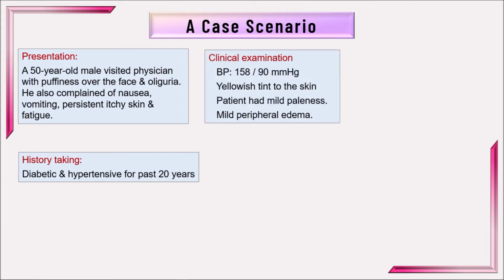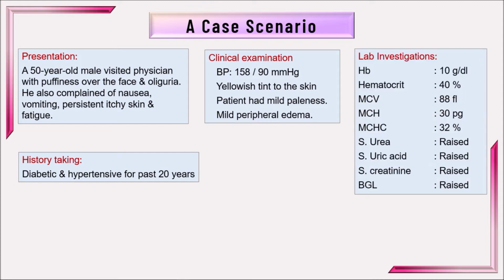On clinical examination, blood pressure was 158 by 90 millimeters of mercury. There was a yellowish tint to the skin, and the patient had mild paleness and peripheral edema. Laboratory investigations revealed hemoglobin was low, hematocrit also was low, blood indices were normal, and serum urea, uric acid, creatinine and blood glucose levels were raised. So this is a case of renal failure.